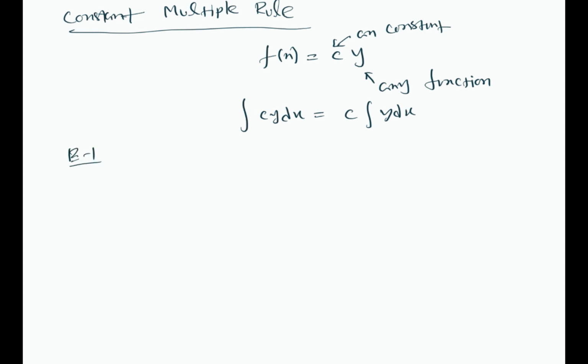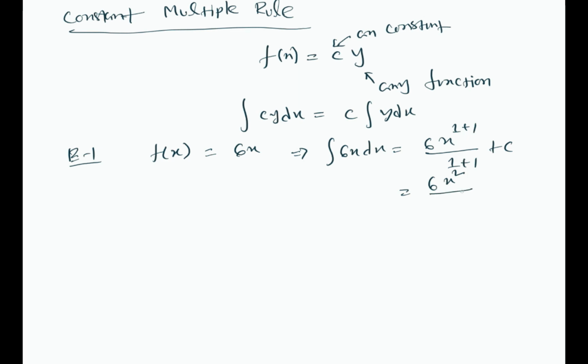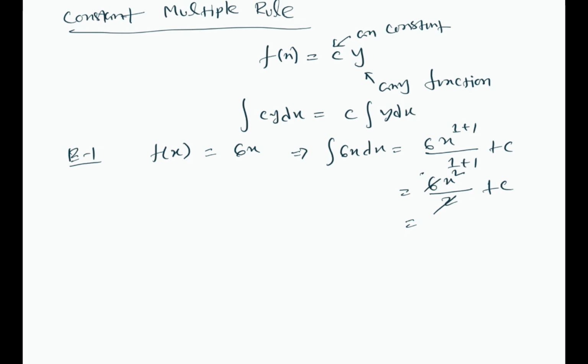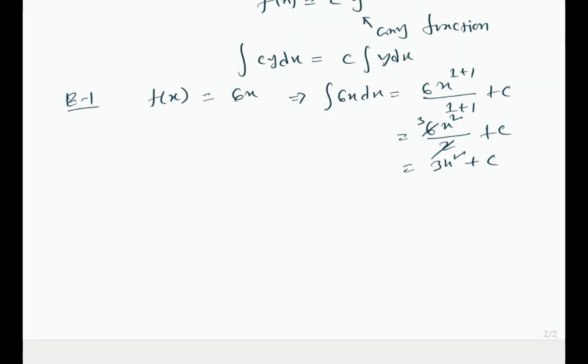So example 1, the function for example 1 is 6x. So the integral of 6x is equal to 6 times the integral of x. When we don't have any power, it means we have a power which is 1. We don't write this power, so 1 plus 1 and 1 plus 1, plus c. Then the answer would be 6x to the power 2 divided by 2 plus c. So the final answer would be, 2 goes into 6 3 times, so 3x to the power 2 plus c. Example 2.